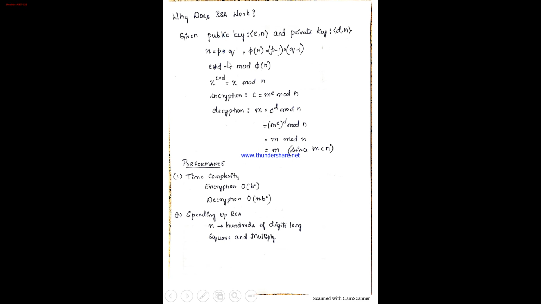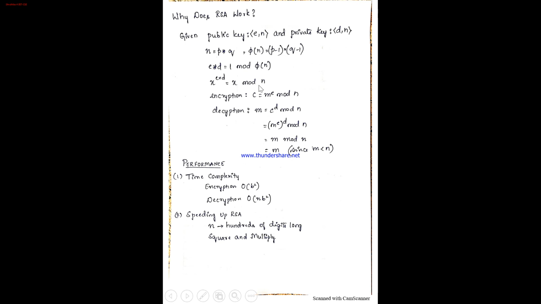So you know about the public key and private key. We also know n is equal to p into q, and e into d is equal to 1, that is, I'll be finding the inverse of e mod phi of n, which will be equal to 1. If I raise x to the power of e into d mod phi of n, that is x raised to 1, because the product e into d is equal to 1 mod phi of n. Remember that. Now I'll take mod n.